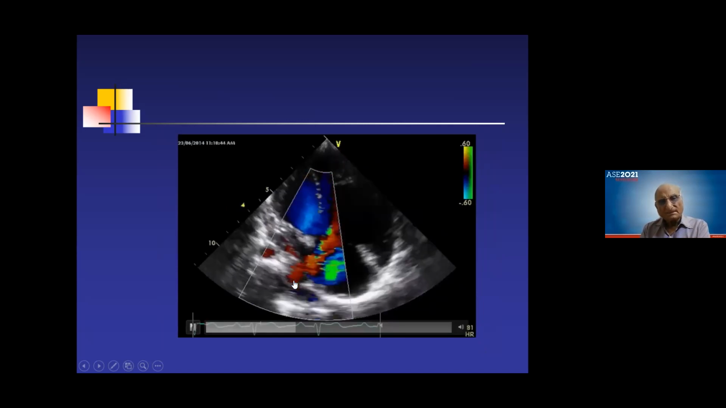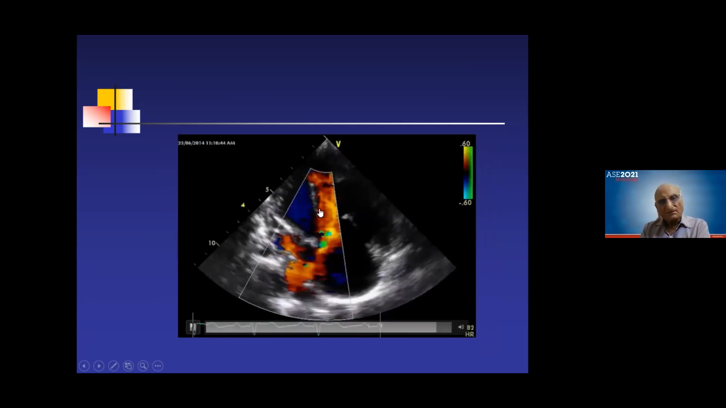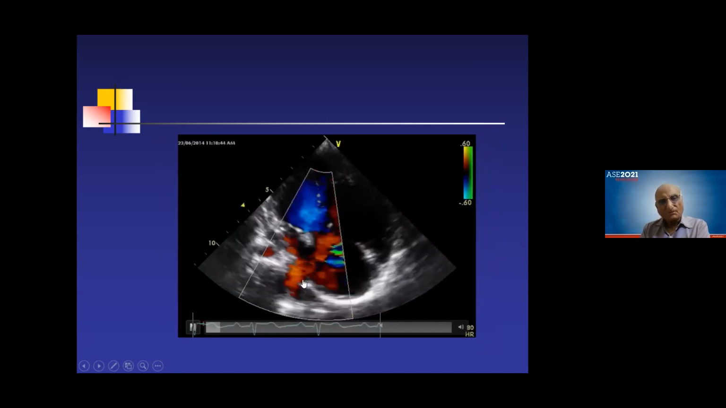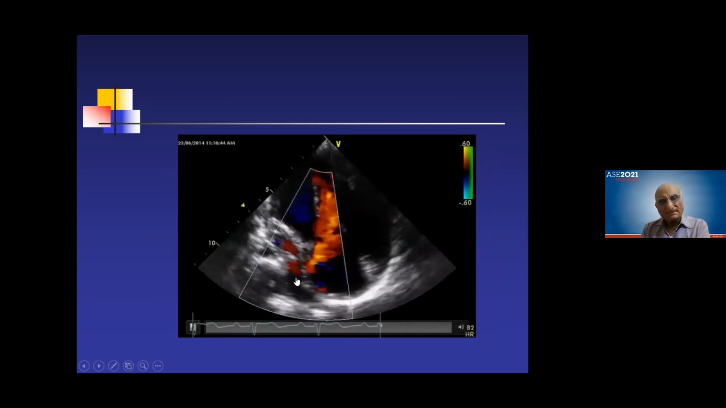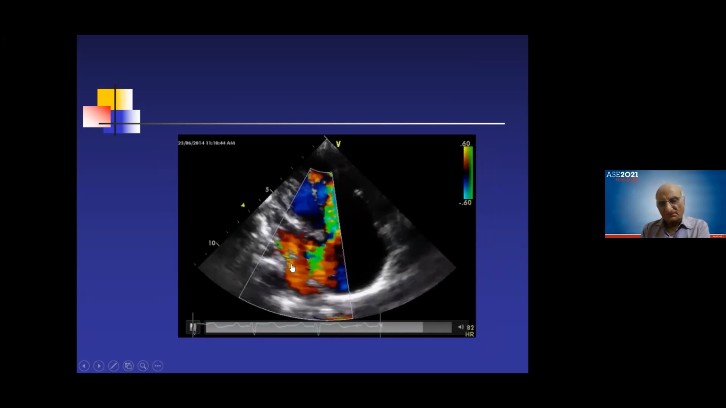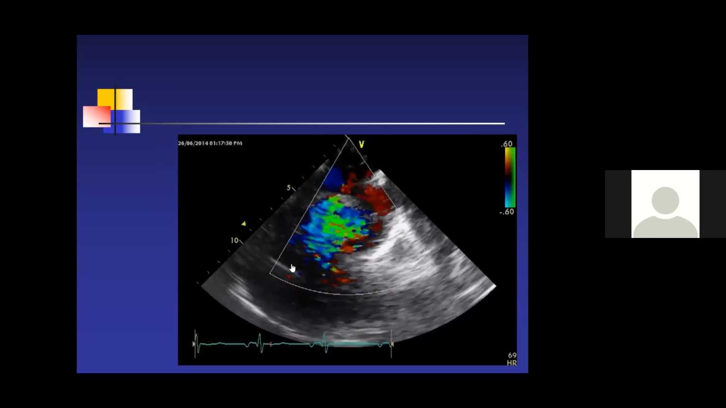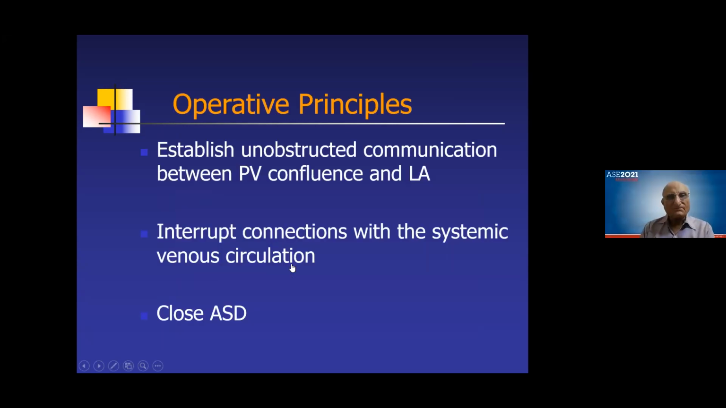Now you see, none of the blood goes into the left ventricle, but goes into the right atrium also. So this is all the venous confluence. So what this surgeon does is establish unobstructed communication between the pulmonary vein confluence and the LA.